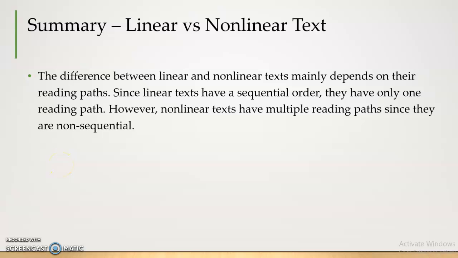For summary, the difference between linear and nonlinear text mainly depends on their reading path. Since linear texts have a sequential order, they have only one reading path. However, nonlinear texts have multiple reading paths since they are non-sequential.